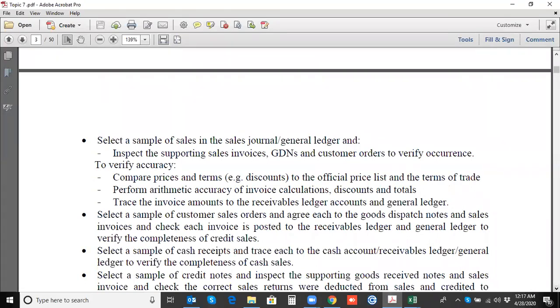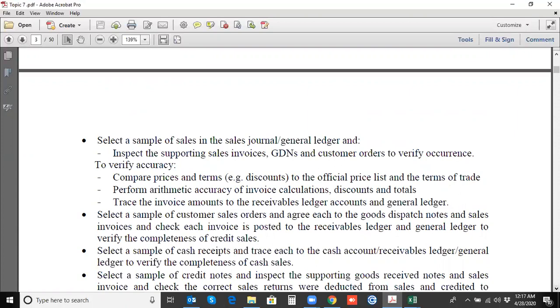Of course, you've got to get some sales invoices, and you check the supporting documents like sales invoices, which show that the sale has been recorded. Then goods delivery notes, which show that the customer has received the goods. The goods delivery note from the supplier is supposed to be signed by the customer who is receiving the goods.